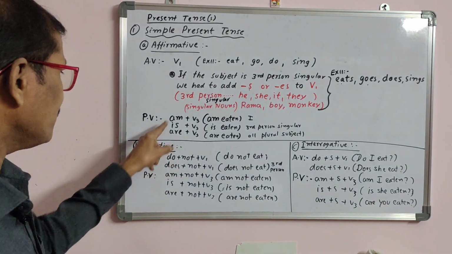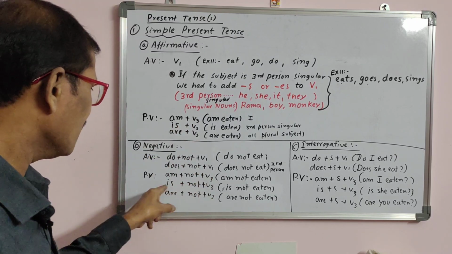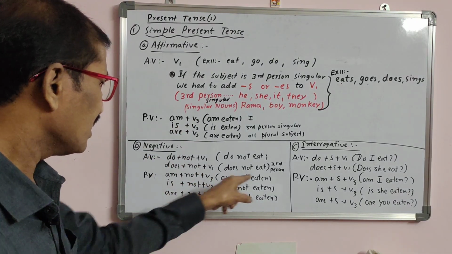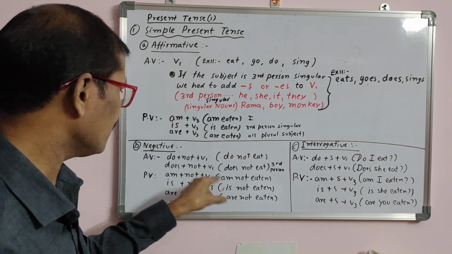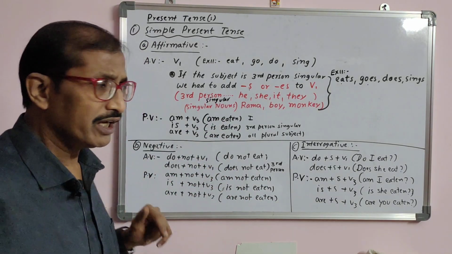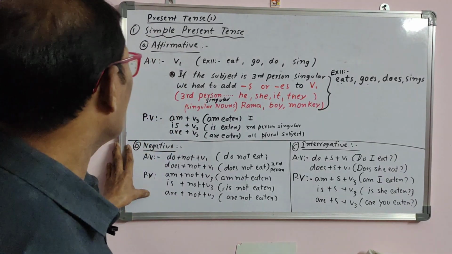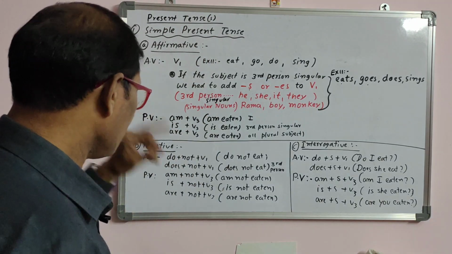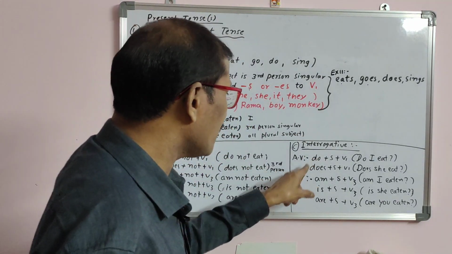Of course, in the passive voice it is the same, just I kept not here. Just see: am not V3, is not V3, are not V3, am not eaten, is not eaten, are not eaten, the same thing except not. Here I added just not to show negative. Okay, this is the negative form of the simple present. Next, interrogatives. In questions also we use do or does.